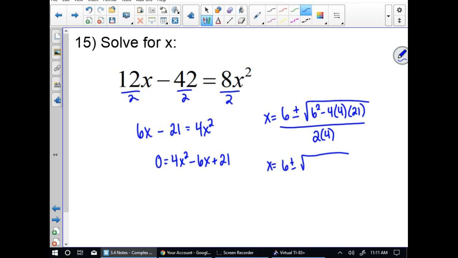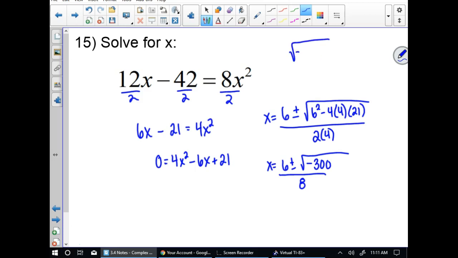And so for that, what do we get? Negative what? 300? Somebody else got the same thing? Okay. Alright, all over 8. So here we've got 6 plus or minus the square root of negative 300 over 8.